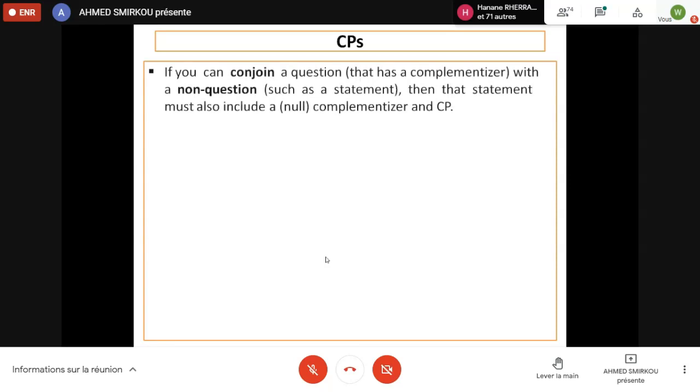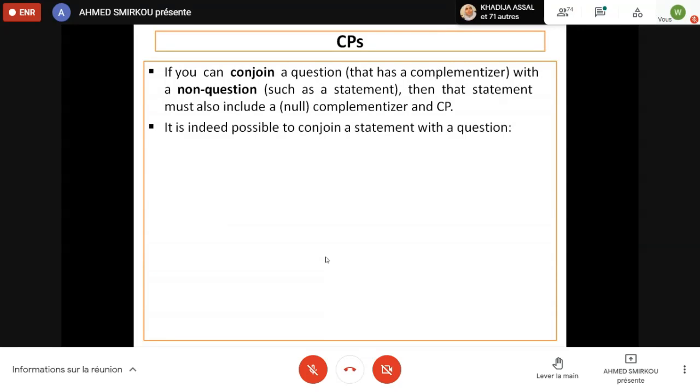Okay? Now let's talk about it. We have shown that in English we have a complementizer in questions. So if you can conjoin a question with a non-question, a statement, then that statement must also include a null complementizer, which means a CP. Because it's impossible to join a question that has a CP with a non-question that doesn't have a CP. It's like saying you can join a noun with a verb. You can say the man and go. It's impossible.